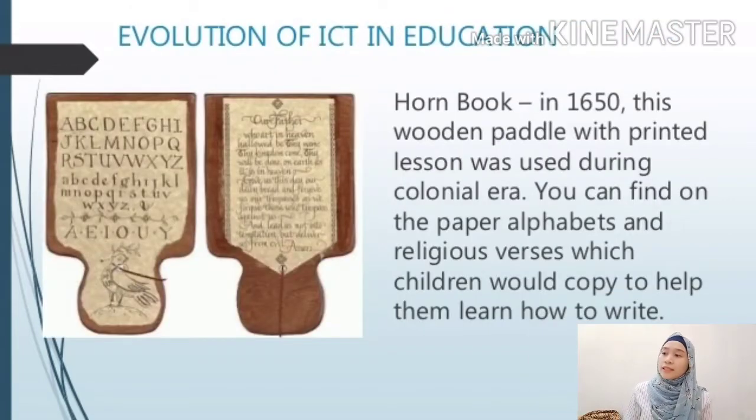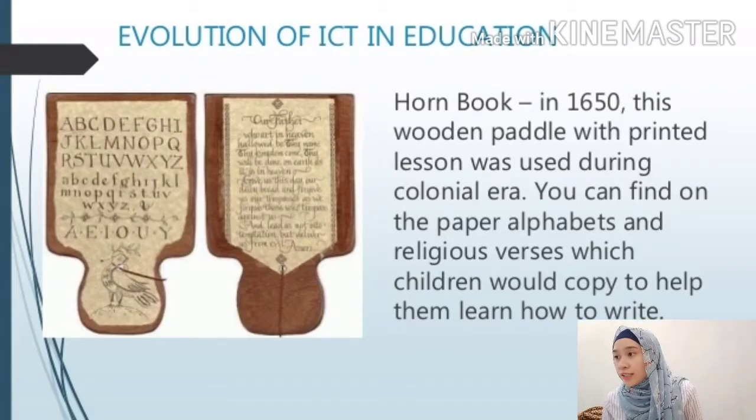Okay, so let me discuss to you the evolution of ICT in education. So, Hornbook. As you can see, this is the Hornbook. That was their book before. That is what their books looked like before. So, in Hornbook, in 1650, this wooden paddle with printed lesson was used during the colonial era. You can find on the paper alphabets and religious verses which children would copy to help them learn how to write. So, that is what they used before.